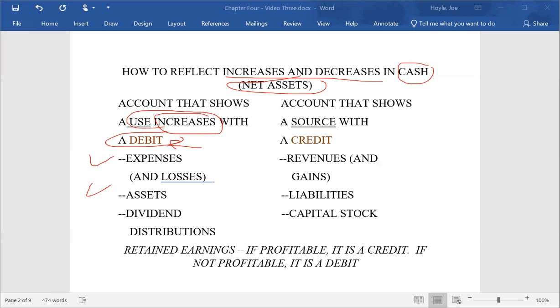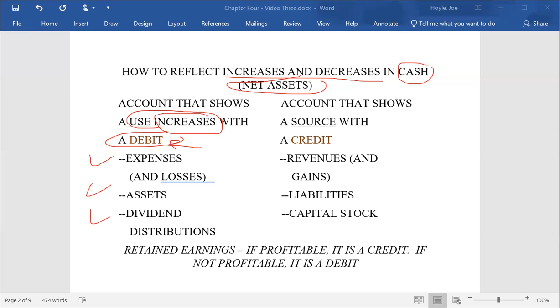You can buy another asset, such as land or building or inventory or prepaid rent. That is a use of your cash. So therefore, an increase in an asset will also be shown as a debit. Finally, you can have a dividend distribution. You can give the money back to the owners of the business. That's a use of your cash. You can use cash for expenses.